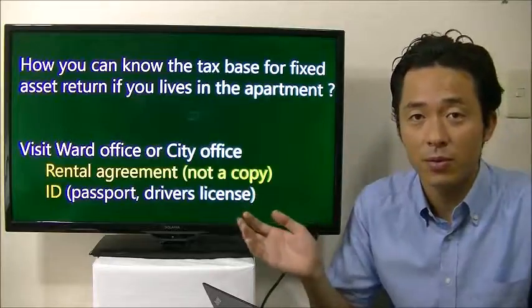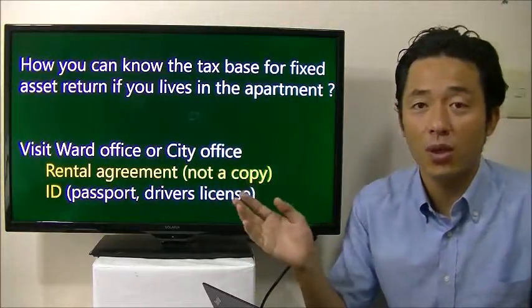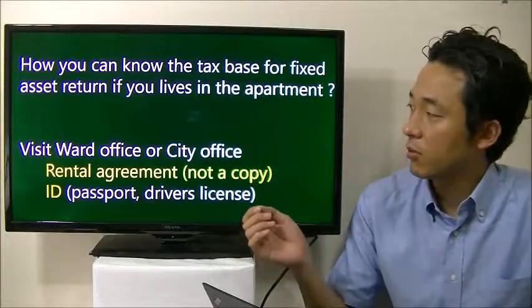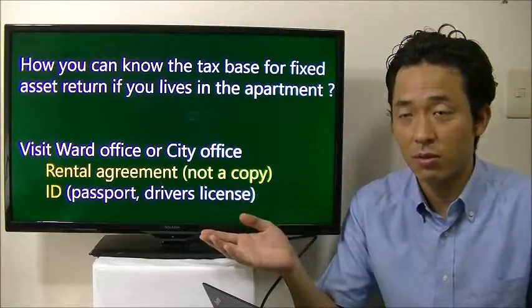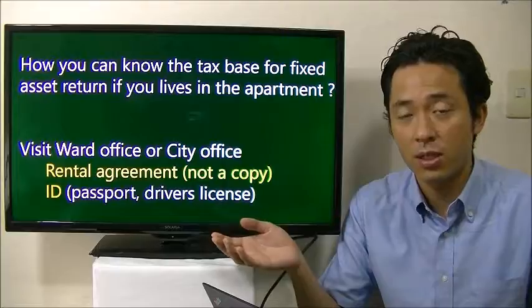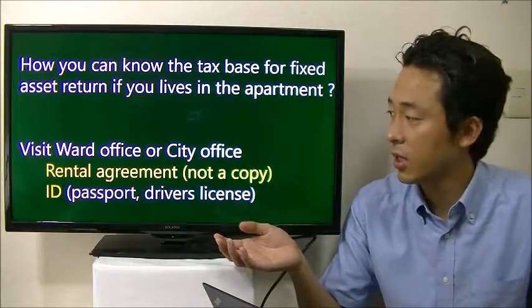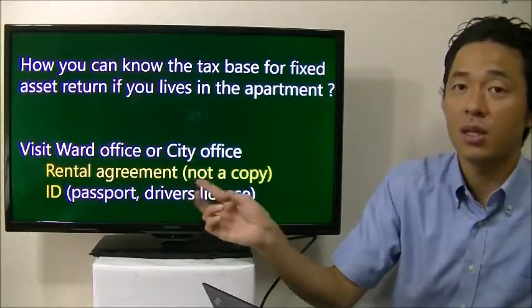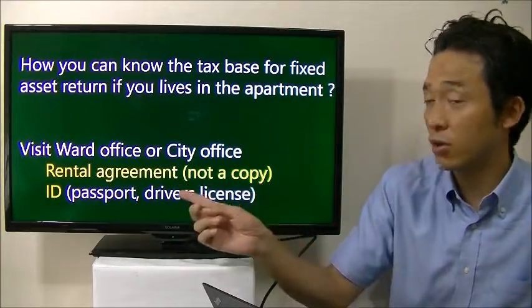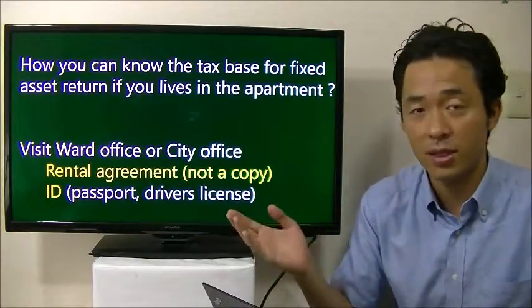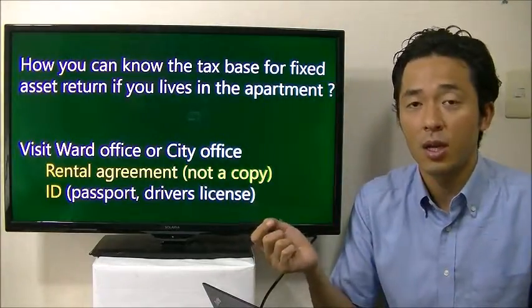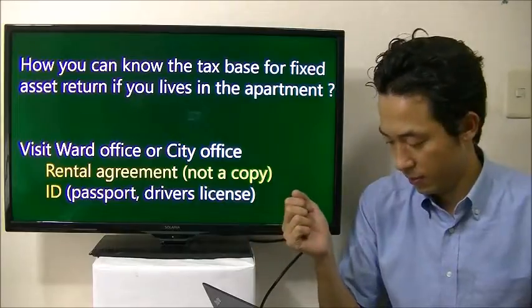So what you have to do is visit the ward office or city office around you and ask them to tell you the tax base of the properties. And when you go there, please bring your rental agreement, no copies allowed, and also your ID. A passport or driver's license is fine, and they're going to tell you what the tax base of the apartment or house is.